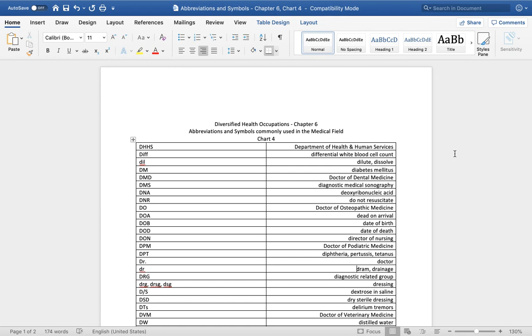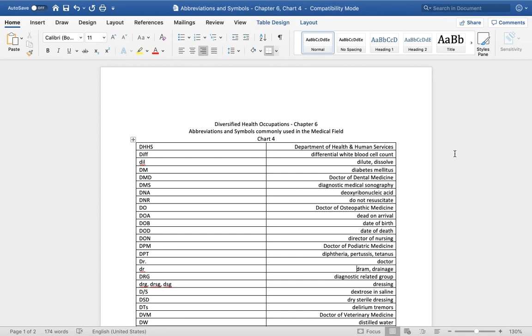DIL, this is for dilute or dissolve. When you work in medicine, it's going to happen at times where you need to dilute medication, whether it's too corrosive the way it is, or maybe it needs to be delivered in a smaller amount over a longer period of time, in which case it may be dissolved into, say, a liter bag of saline. All right.